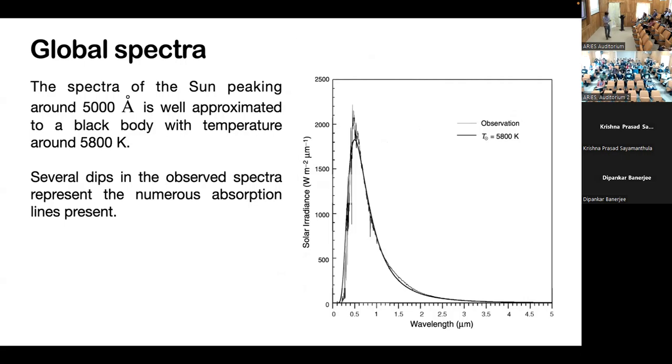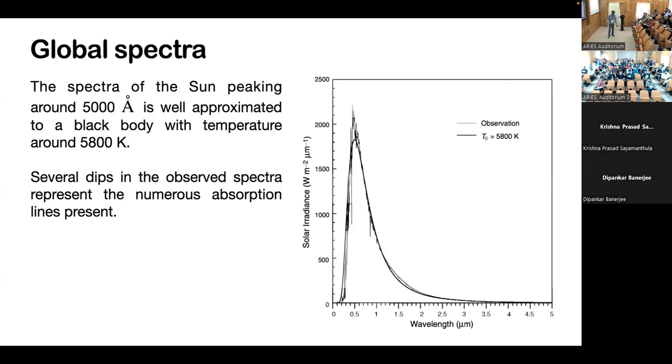Now we go back to the sun, the spectra from the sun. This is a typical spectra covering almost the entire wavelength range of the sun, and on the y-axis you see the solar irradiance. The solid line here is the black body radiation curve for 5800 Kelvin, and this zigzag line is the actual observed spectra across these different wavelengths.